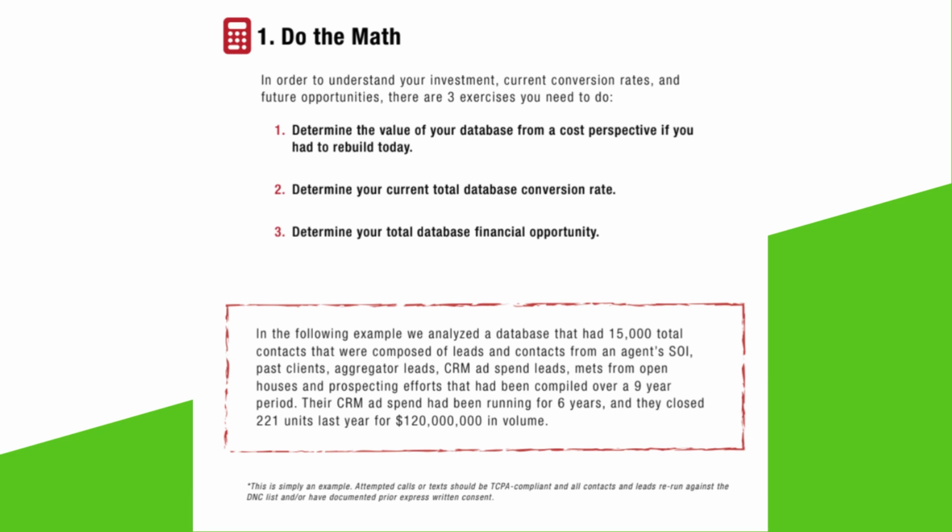So in the example we're going to use, we are going to look at a database that has 15,000 contacts composed of all of the things that are usually in our database: leads, contacts that have come from our sphere of influence, our past clients, aggregator leads, CRMs, spend leads, METs, open houses, all the stuff that's in our database. Their CRM ad spend had been running for 6 years, and they closed 221 units for a total volume of 120 million. Okay. So let's look at the math on how we're going to break down this database.